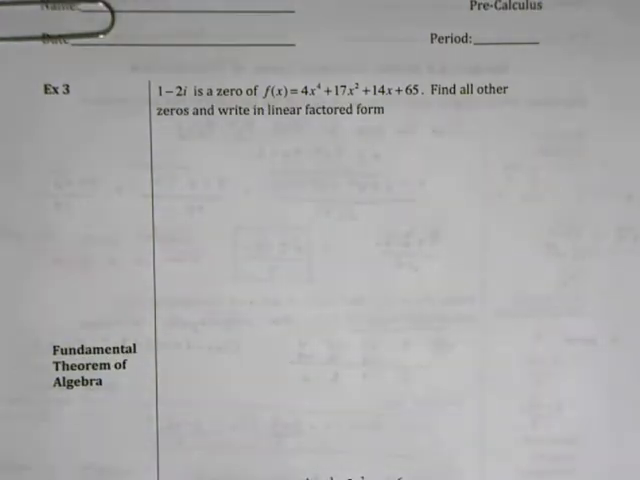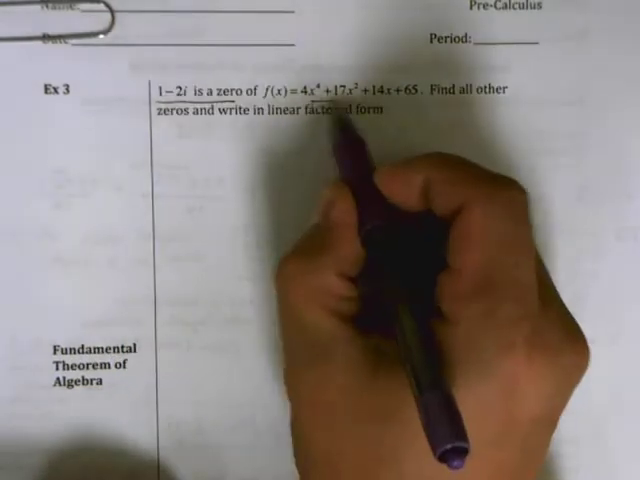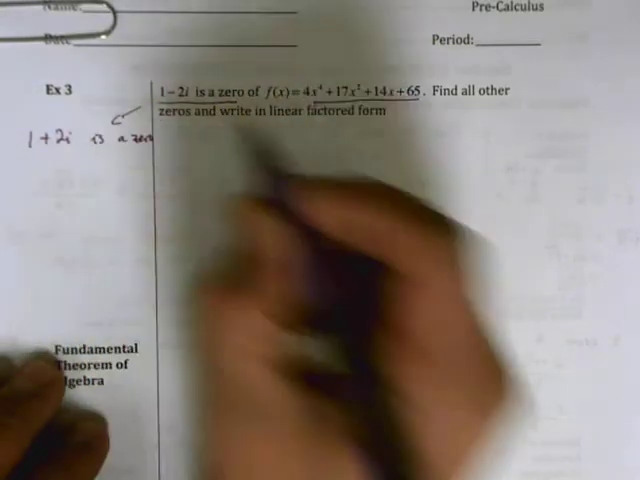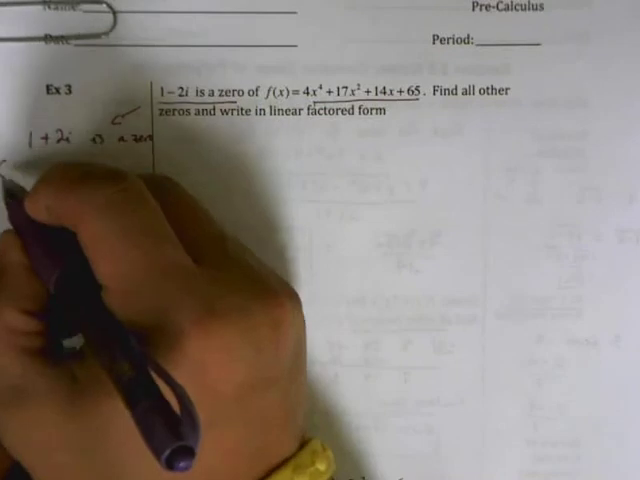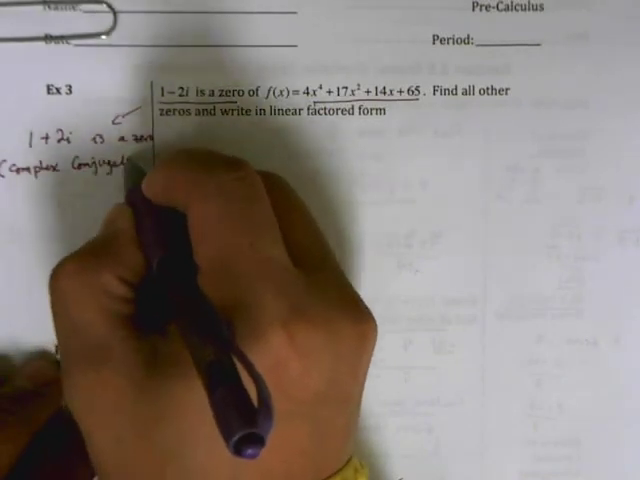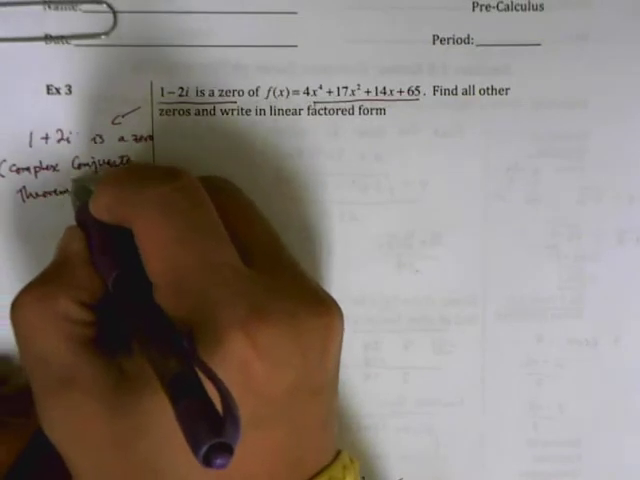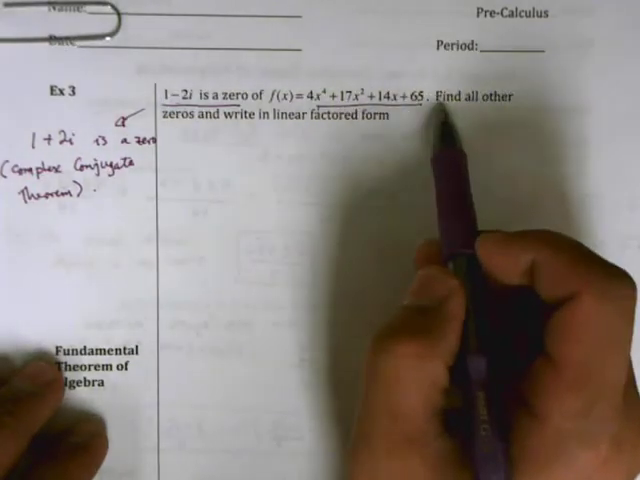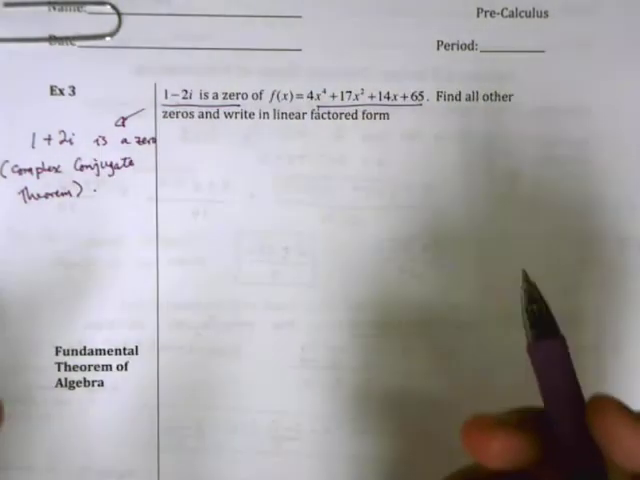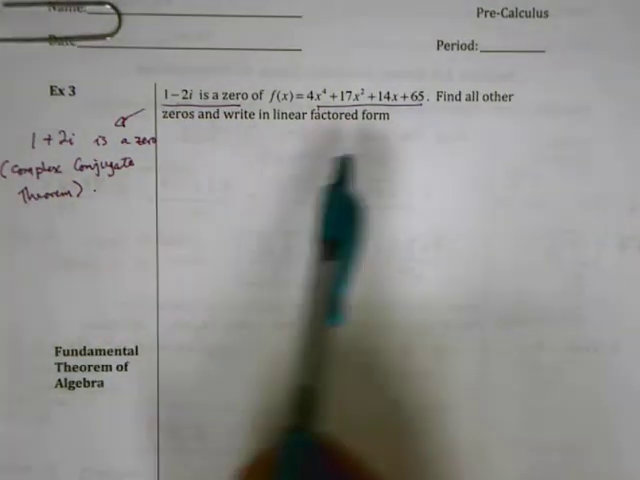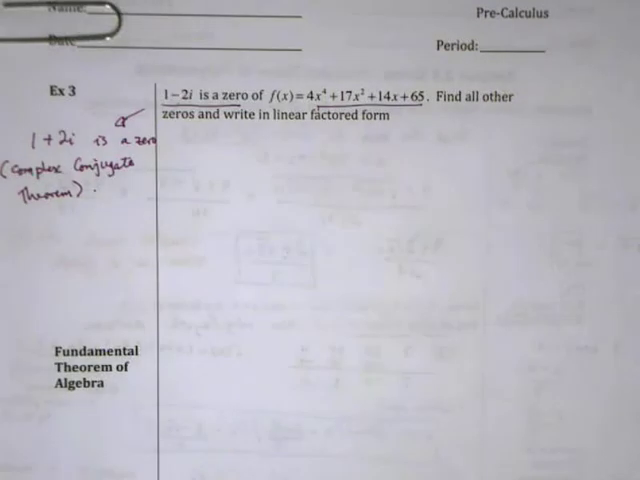Okay. So if this is a 0, you can see all of these are real coefficients. So we know that 1 plus 2i is a 0, and I'm going to refer here to the complex conjugate theorem. If a complex number is a 0 and you have all real coefficients, the conjugate has to also be a 0. Now, that shows us we got one other 0, but we need to find all the other ones too. Maybe there's 2 or 3 zeros in here.